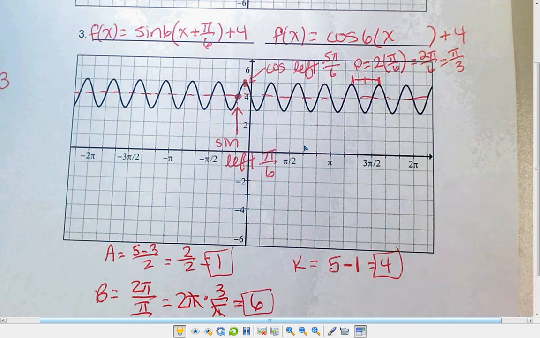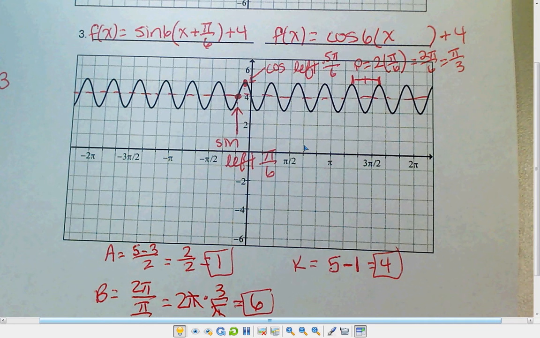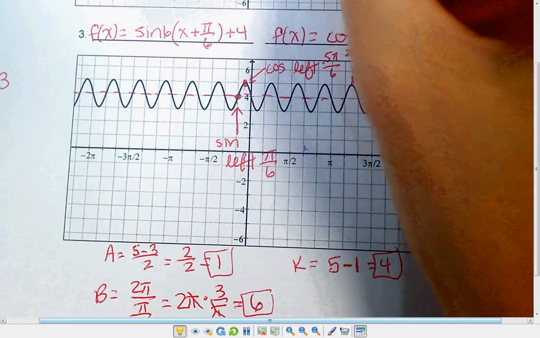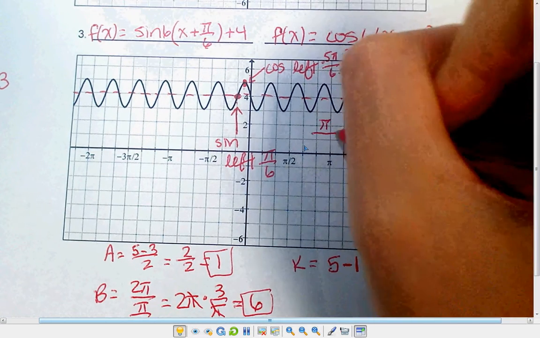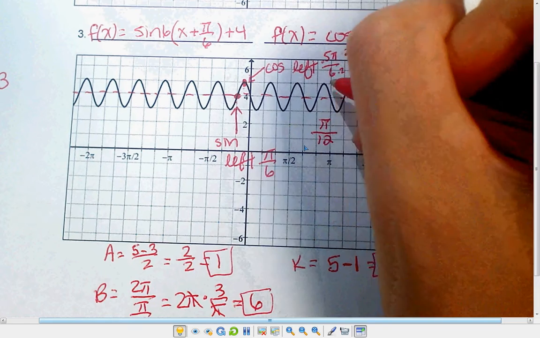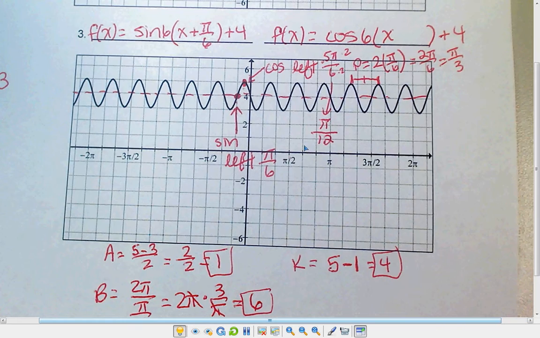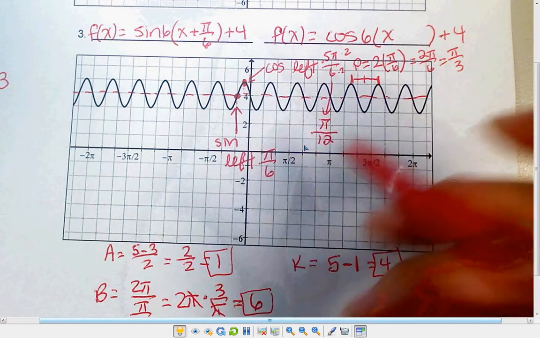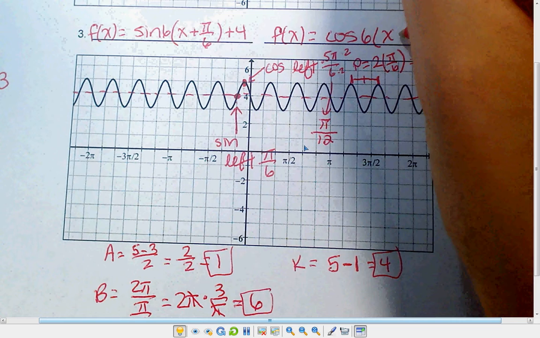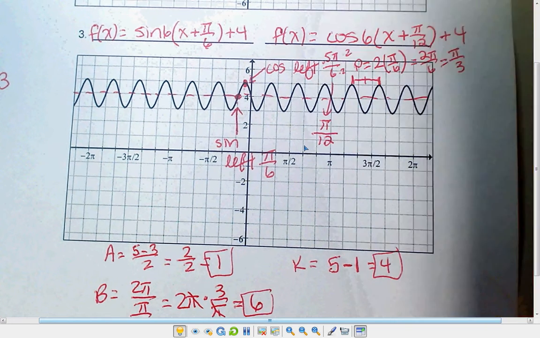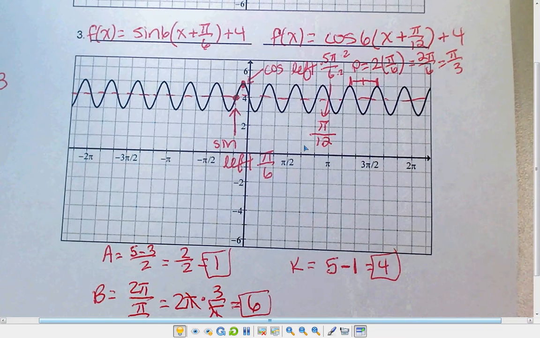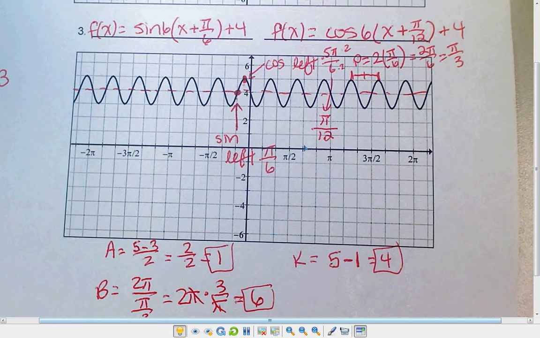So if you have 0.5 pi over 6, so the same thing we did the last time where you don't want to have a decimal, so we're going to multiply both of these by 2. 0.5 times 2 just gives us pi. 6 times 2 gives you 12. Right, so it's moved to the left pi over 12. Again, to the left means we're adding because it's the opposite. And there's pi over 12. So there are my final equations for this graph.